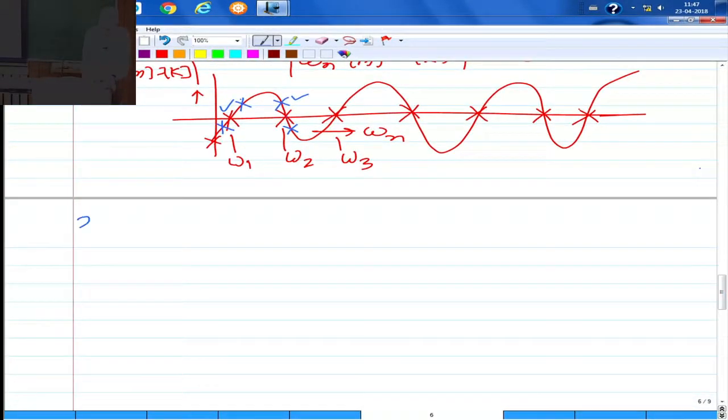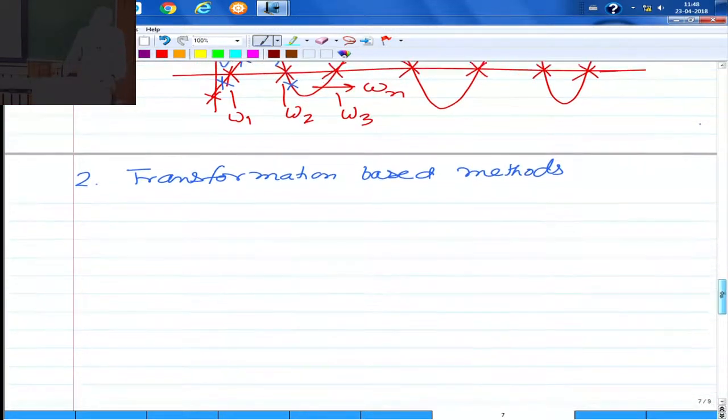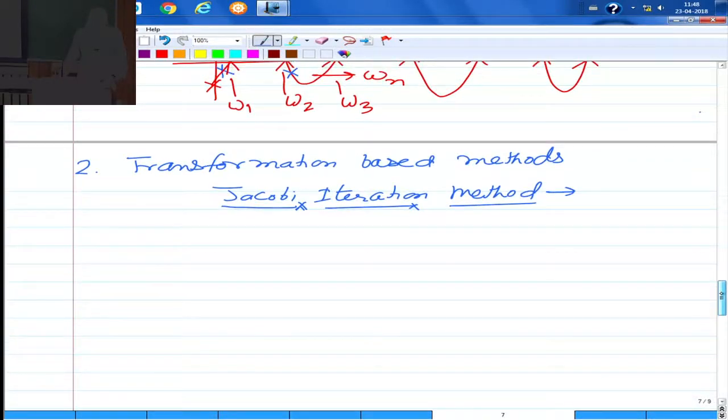Then the second is, as I was talking about, the transformation based methods. And one of the most popular ones is known as the Jacobi iteration method. So I am going to discuss that. If you want to read more, you need to read on your own, because these can be courses themselves on basically matrix algebra. So the Jacobi iteration method is what I am going to discuss.